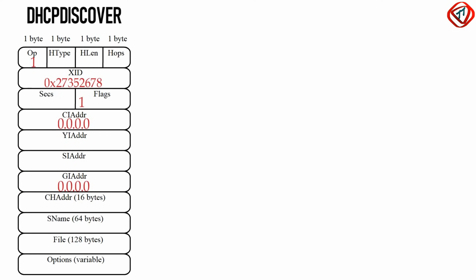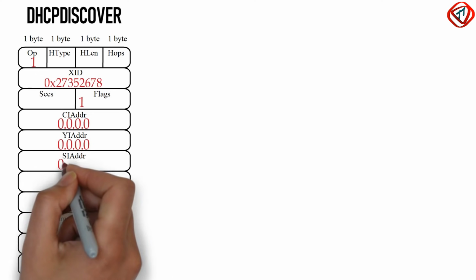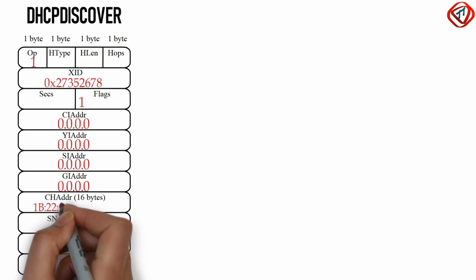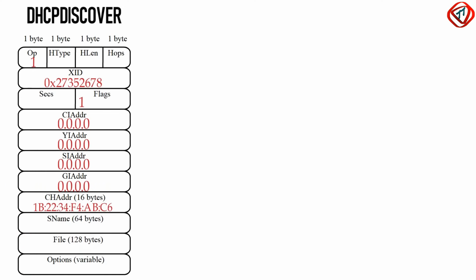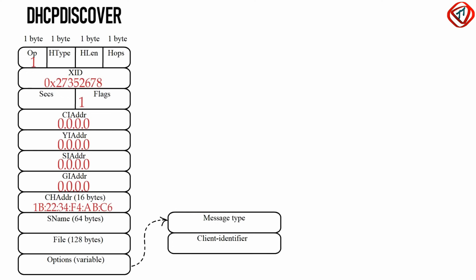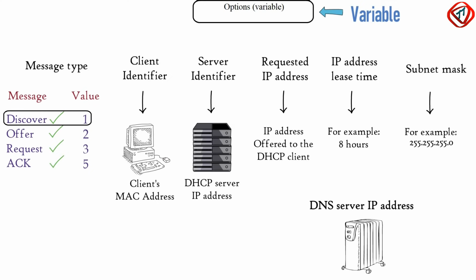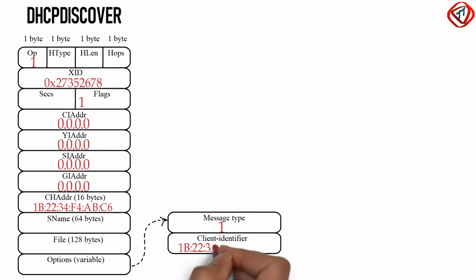Your IP address field and server IP address field are filled by the DHCP server, so the DHCP client sets them to 0. The client hardware address is filled with the computer's MAC address. In the options field, the message type is set to 1, highlighting it to be a discover message, and the client identifier field is usually filled with the laptop's MAC address.